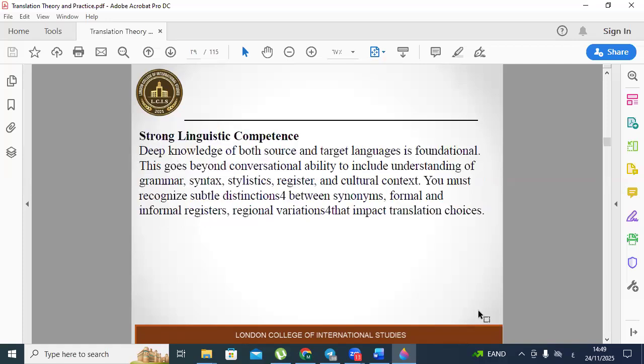Strong linguistic competence. Deep knowledge of both source and target language is foundational. This goes beyond conversational ability to include understanding of grammar, syntax, stylistics, register, and cultural context. You must recognize subtle distinctions between synonyms, formal and informal registers, and regional variations that impact translation choices.